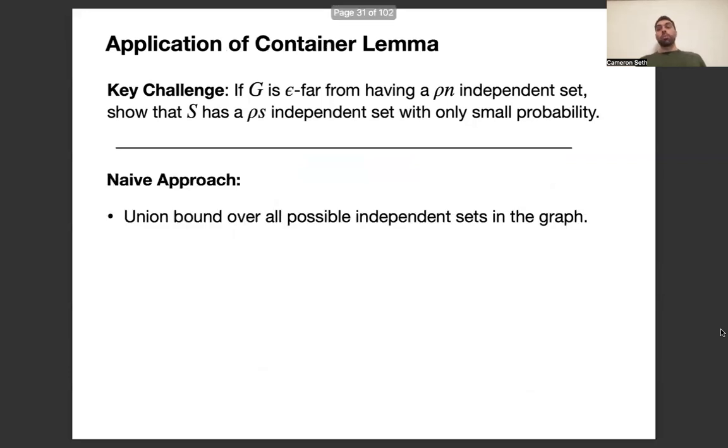A naive approach might be: we know that for S to have an independent set, it must come from some larger independent set in the graph potentially. And so we can take a union bound over all the possible independent sets in the graph and ask, what's the probability you find rho s vertices from that independent set in your sample? Now the problem is that there may be too many independent sets in the graph. So this union bound just won't work.